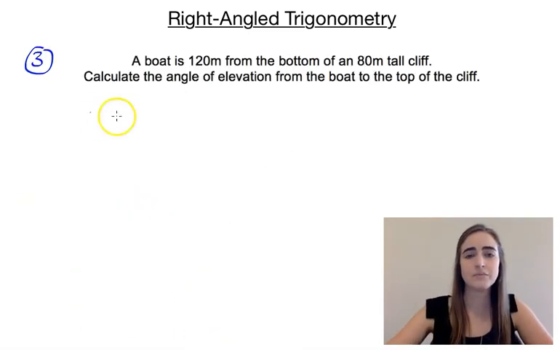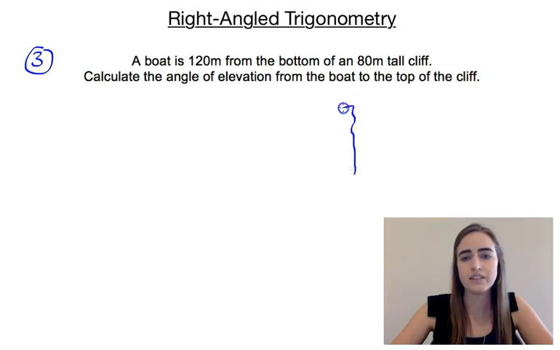In our last example, the question says, a boat is 120 meters from the bottom of an 80-meter tall cliff. Calculate the angle of elevation from the boat to the top of the cliff. So whenever you get a worded question, the first thing you always need to do is draw a picture. So let's draw, we've got our cliff coming down here, this is the ocean, and our boat is over here. Nice little diagram. So that boat is 120 meters from the base of the cliff, and the cliff is 80 meters tall.